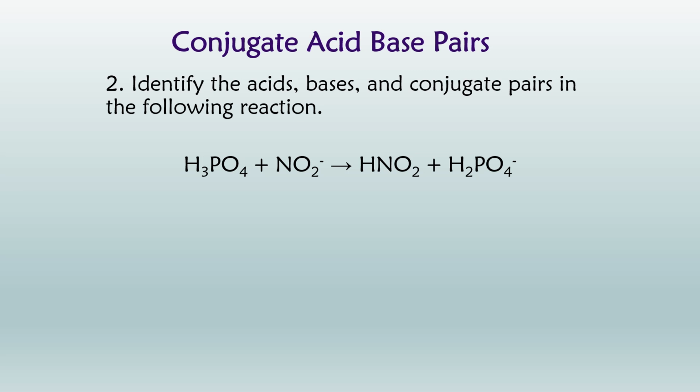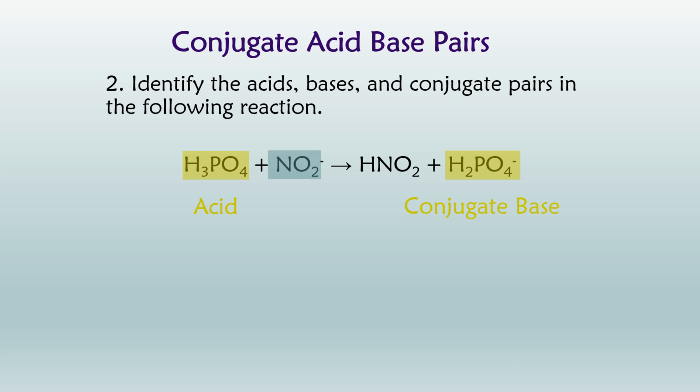Here's another example. We have the phosphoric acid H3PO4. We notice that it is going to donate one of its hydrogens because it has 3 hydrogens right now, but on the product side, we only notice two hydrogens in this compound. So that tells us that H3PO4 is our acid, and then the H2PO4, which is what we got after this acid donated its hydrogen, that would be the conjugate base.